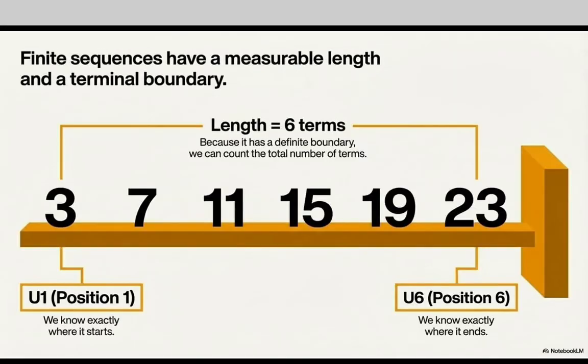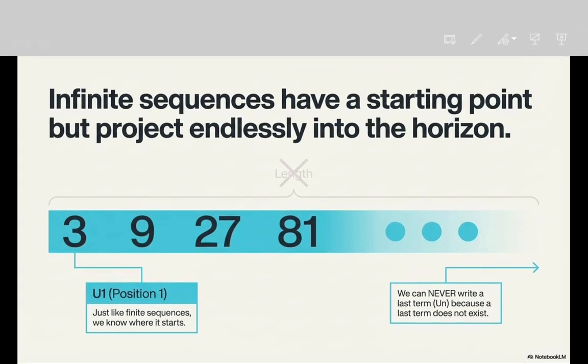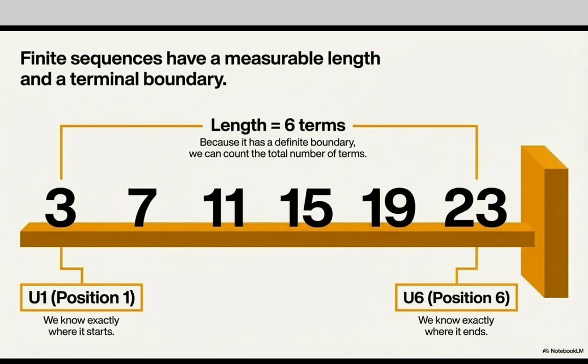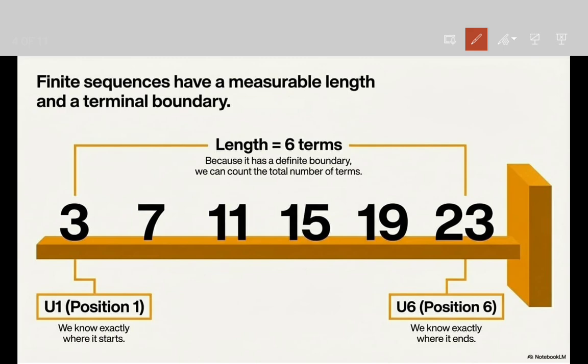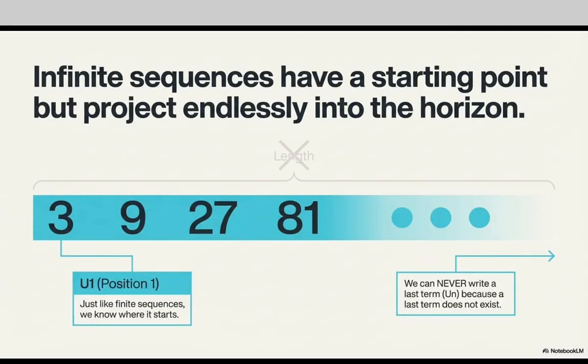All right, so let's talk about the finite sequence. Finite sequences have a measurable length and a terminal boundary. The first term is 3. And the last term is 23. So the length is 6 terms. We know exactly where it ends. Good.